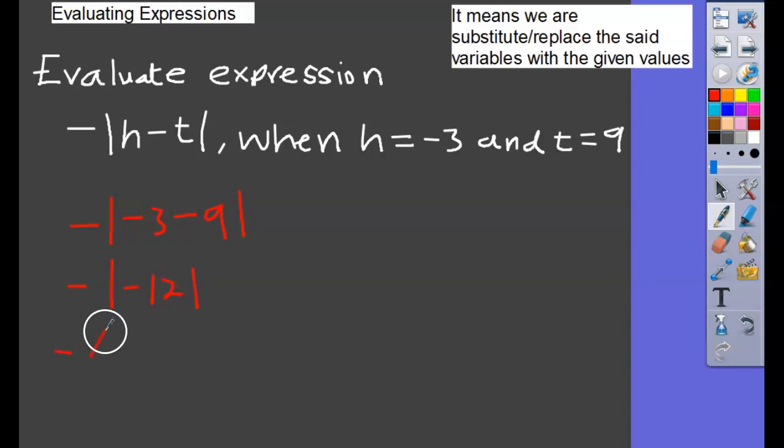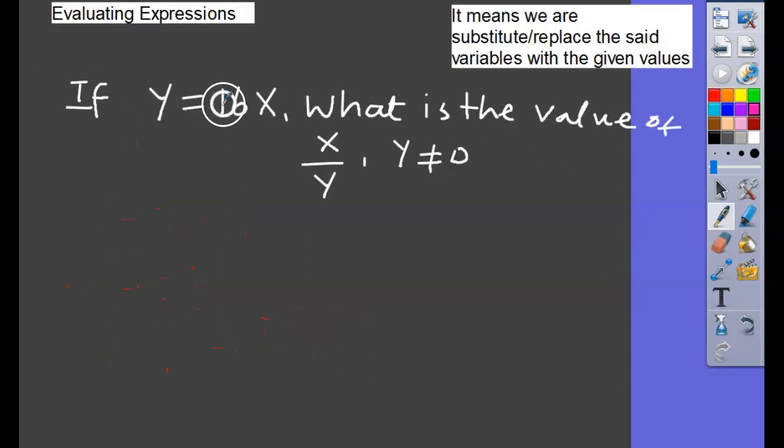And we know that the absolute value of a negative number becomes positive. So here we got +12, but it's being multiplied by negative. So the final answer will be -12. Next, we have been given y is equal to 16x, and we have been asked to find x over y, where the denominator y cannot be equal to 0, because when it's equal to 0, it becomes undefined. So here we realize that it didn't give us any values, but let's see what we can do. We are looking for x over y.